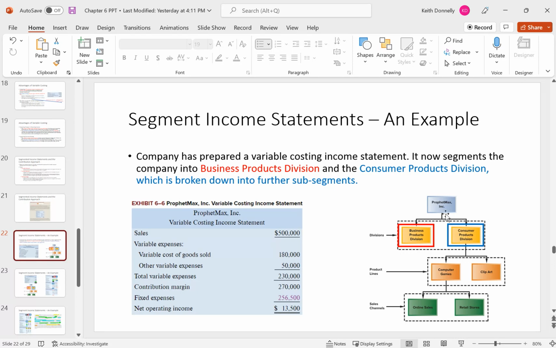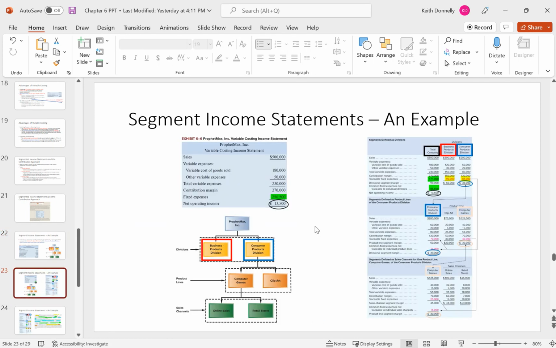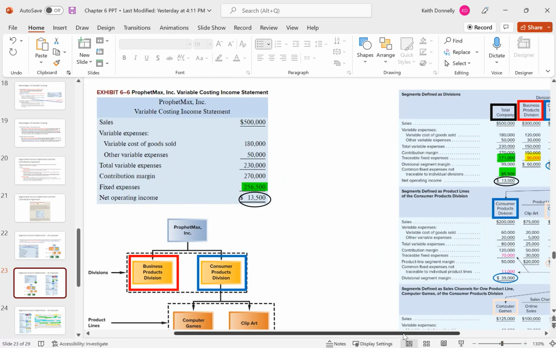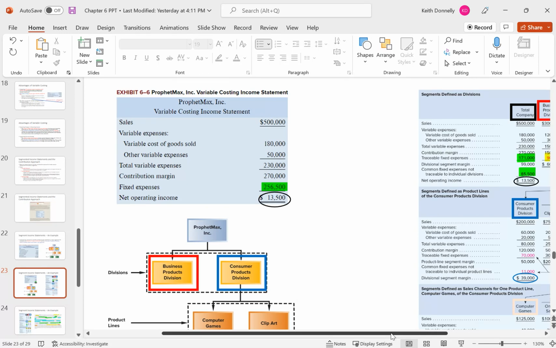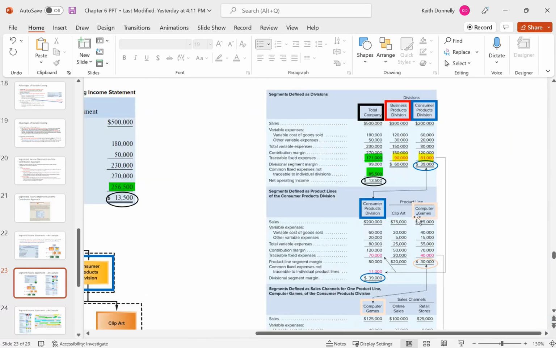Now, at an overall level, when we're looking at a company as a whole, we have a variable costing income statement. Looks like we have $500,000 in sales. Back out the variable expenses, get the contribution margin, back out the fixed, get our net operating income. I'm not going to look too much at this because we'll look at it in a problem later on. But the idea is we're going to take that total company amount. That'll be the first column.